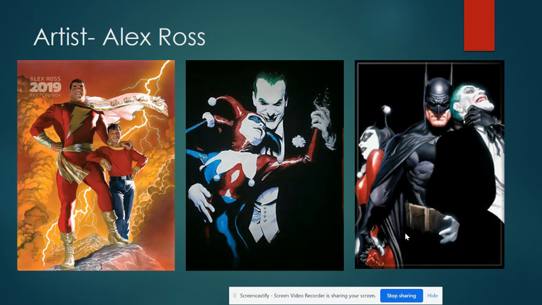Here's some more dynamic images. So the bodies are in different poses. They're interacting with each other. They're not just standing still.